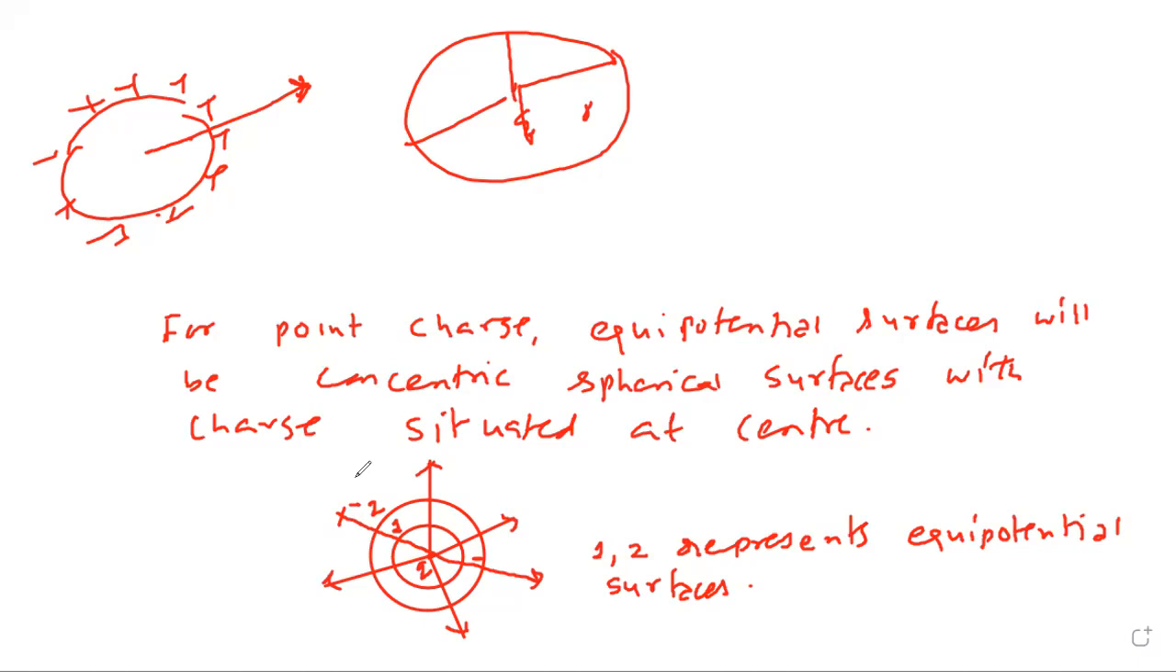See, if charge is distributed on the surface throughout, then that entire surface becomes an equipotential surface. If charge is uniform, then.